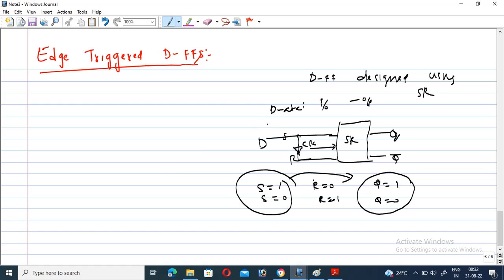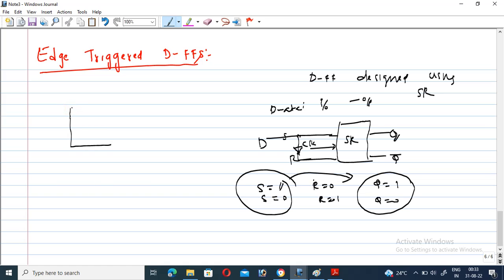So for that purpose, compulsory we need a single input with a complemented second input. S is always the complement of R. So here S is equal to 1, R is the complement, 0. S is equal to 0, it is a complement of R. So we have to apply the input in the complemented version, then only it acts as a D flip flop.